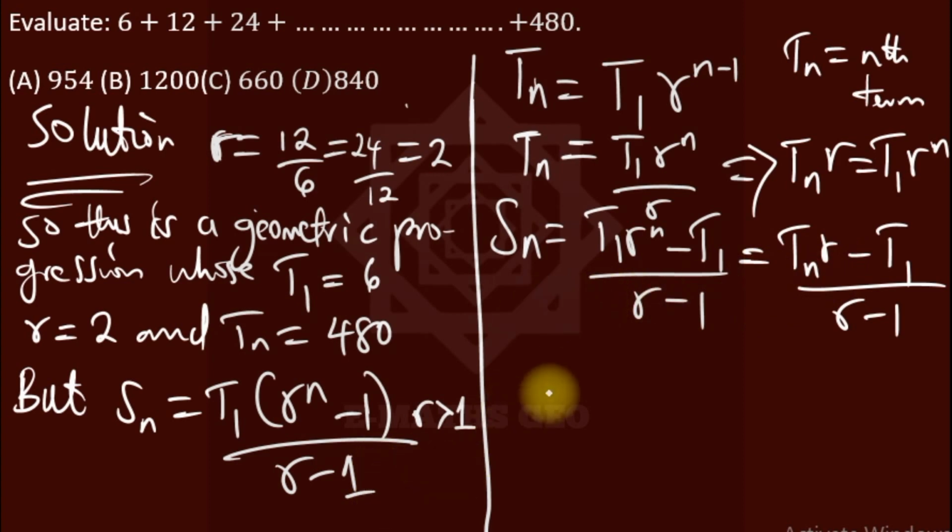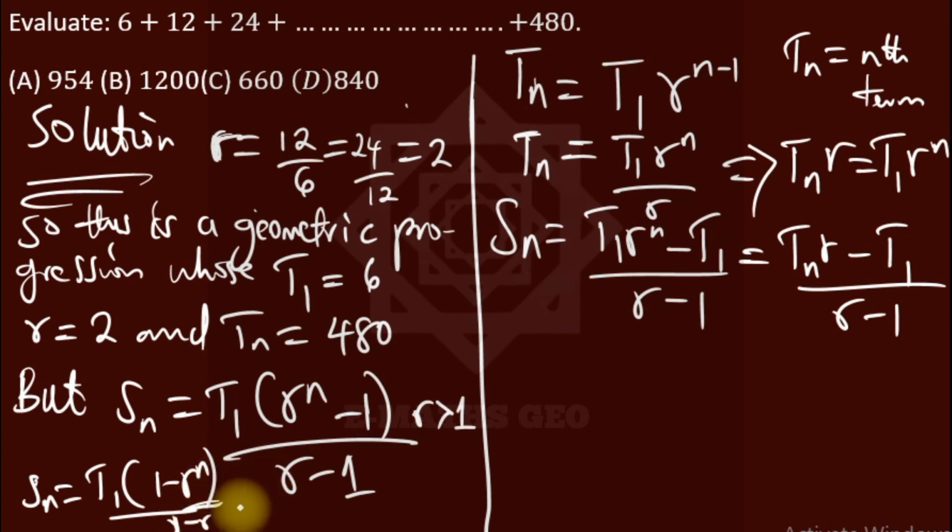So we can now say that we have three formulas for the sum of the first n terms of a GP. So we have this if r is greater than 1, but we have the other way around, that's T1 (1 minus r^n) divided by 1 minus r. So we use this if r is less than 1. And this one we use if we are given the first term, the last term, and the common ratio. So we don't need the number of terms.